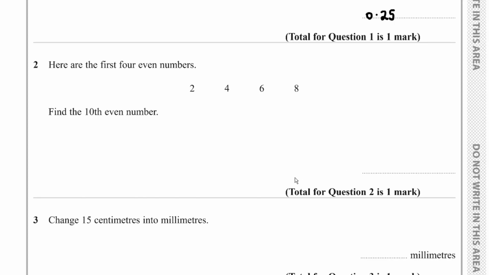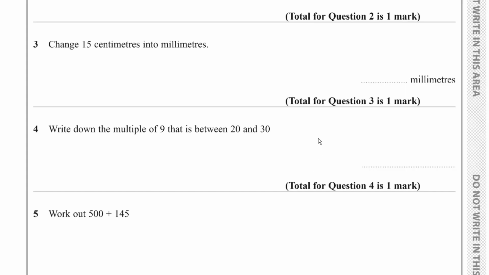Question number 2. Here are the first 4 even numbers: 2, 4, 6, 8. We have to find the 10th even number. Well, the first even number is 2, the second is 4, the third is 6, the fourth is 8. To find the 10th even number, we multiply 10 by 2 to get 20. 20 is the 10th even number.